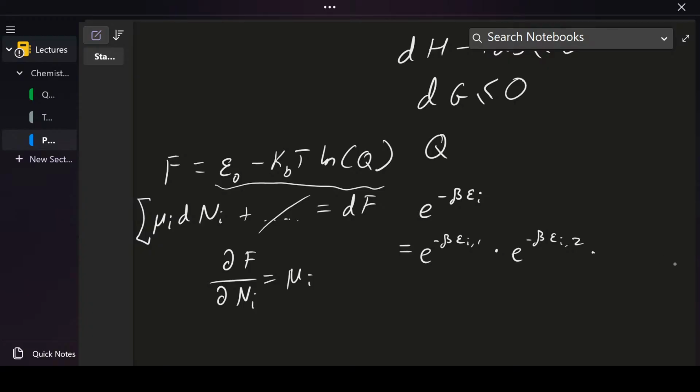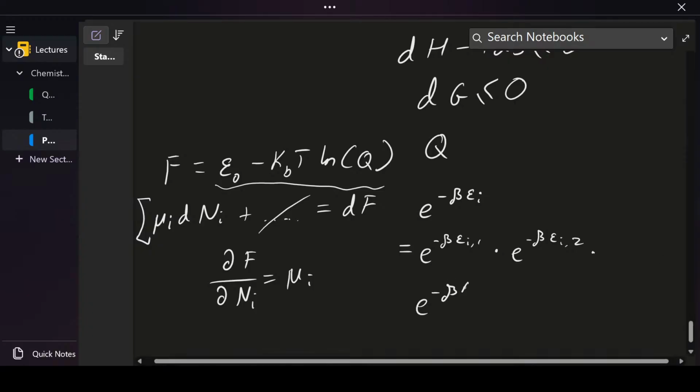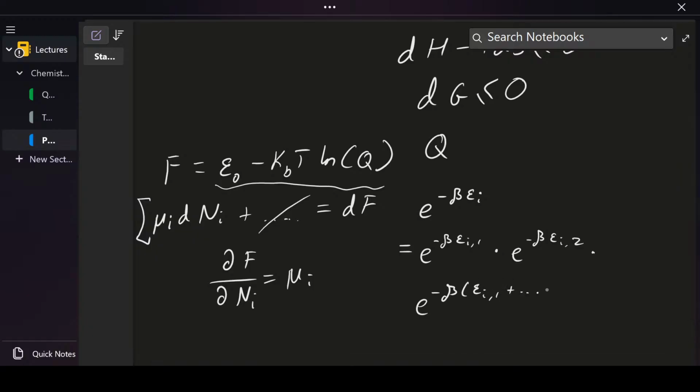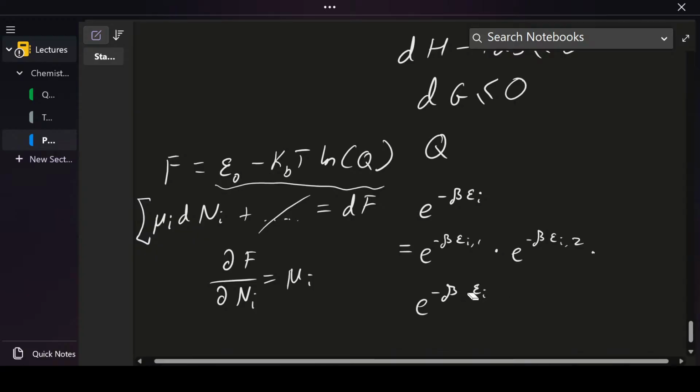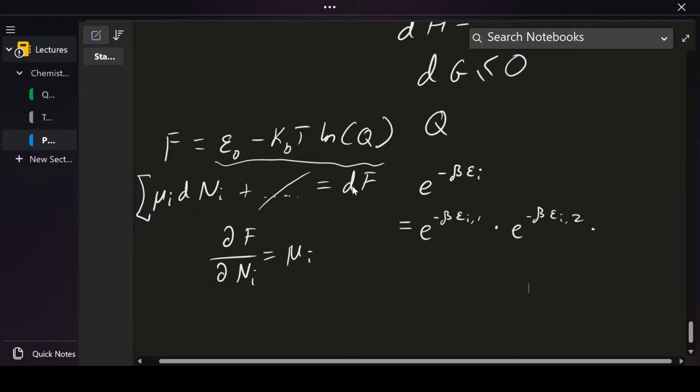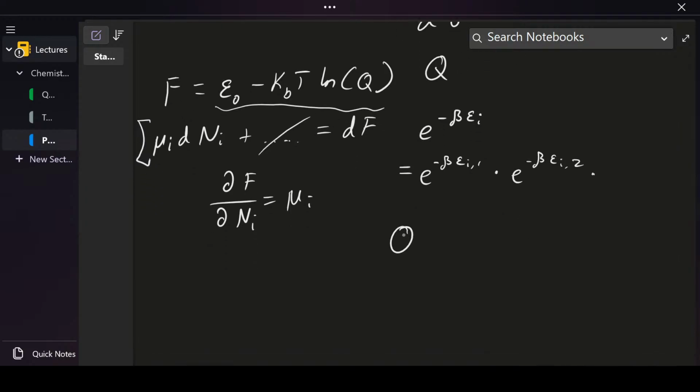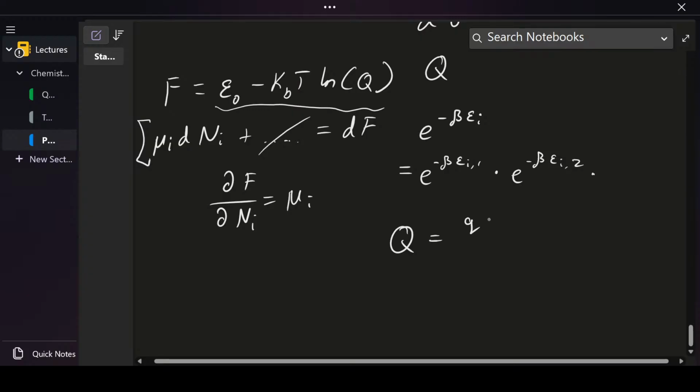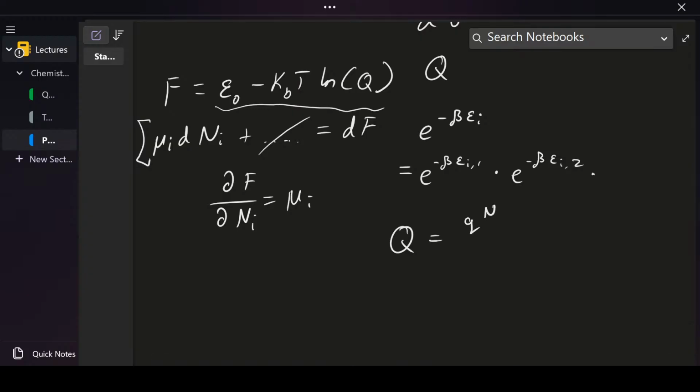Because if I multiply all of these together, I'm going to end up with a sum here, which is the total energy epsilon_i minus the zero-point ground state. And so a naive guess would be to say that Q is equal to little q to the power of n, where little q is the partition function of each of my individual molecules.